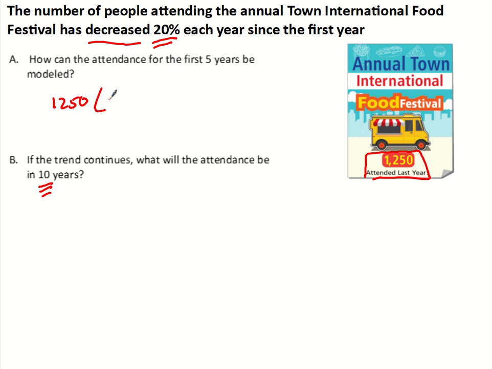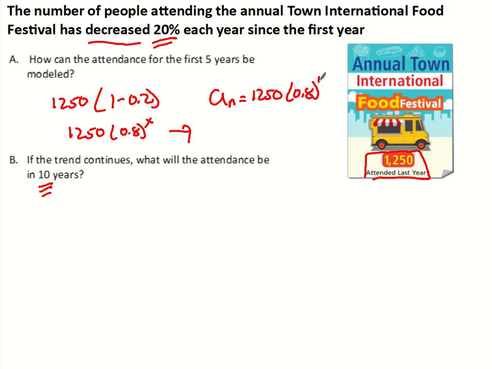So the common ratio is 1 minus 0.2. So our common ratio is 0.8, because that's 80% each year, right? Their attendance is 80% each year, which is less than 100, which is why it's going to go down each year. It's 80% of the previous year, and that'd be to the power of x. But if we wrote it as a sequence, it would be a_n equals 1250 times 0.8 to the power of n minus 1.